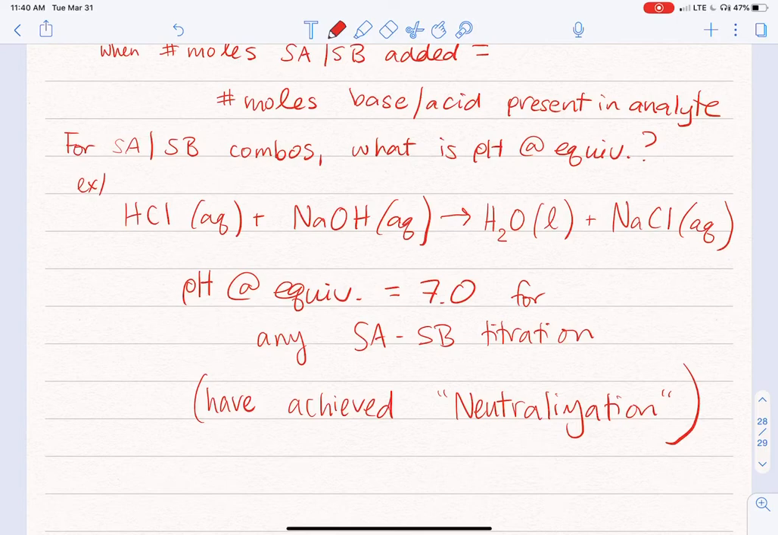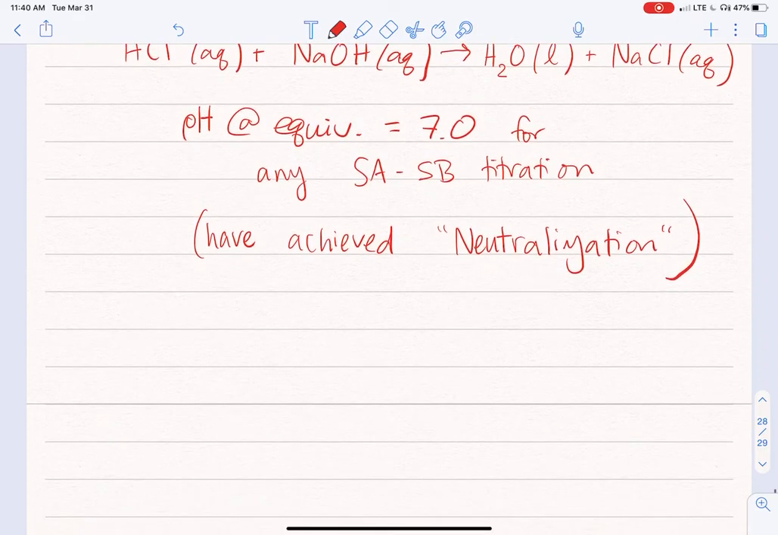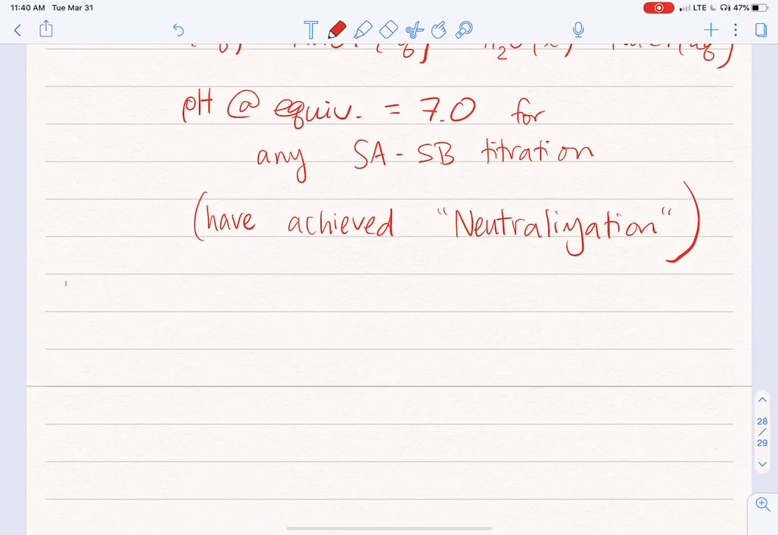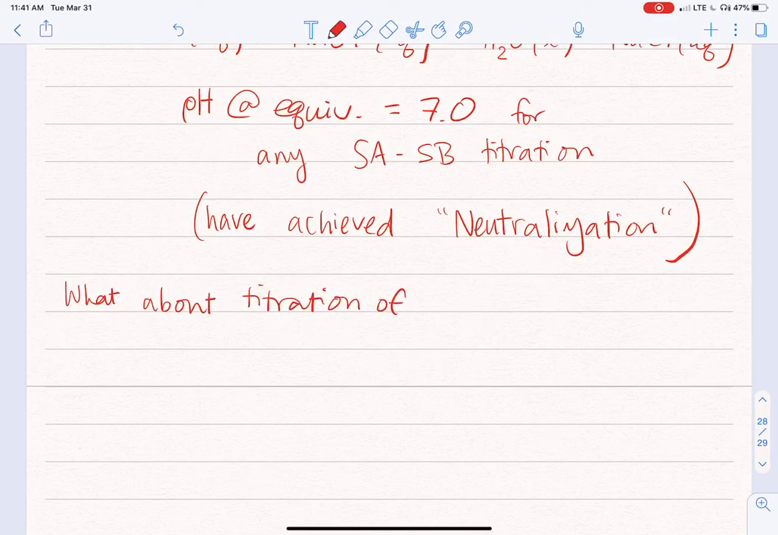Let's think about the titration of a weak base with a strong acid. What would the pH be at equivalence? So what about the titration of a weak base with a strong acid?